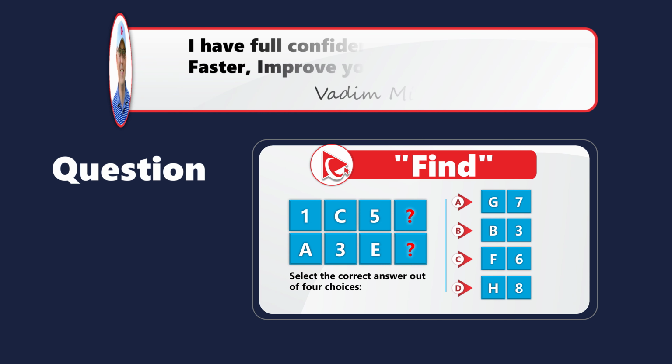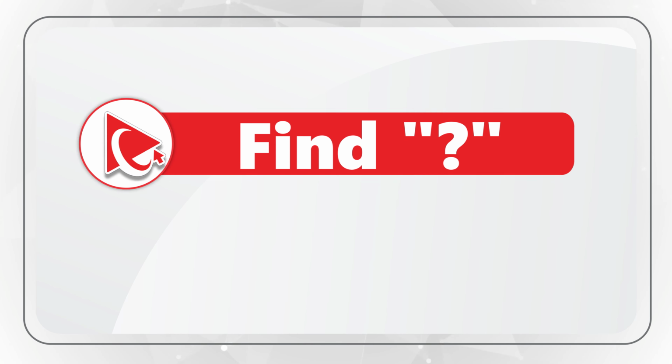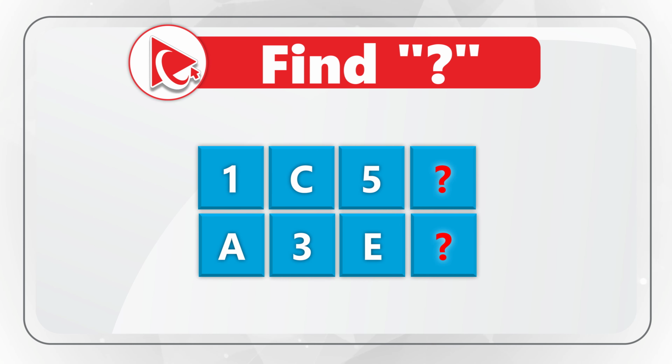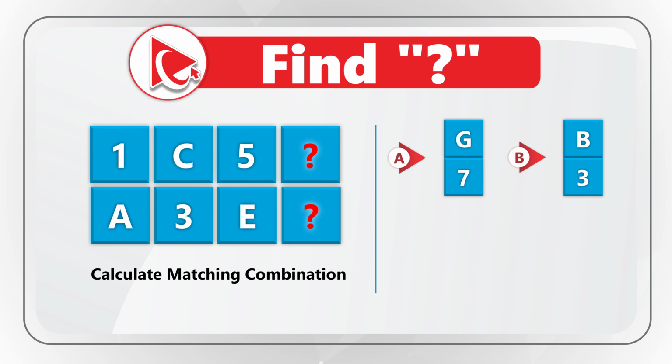Calculating missing items is one of my favorite questions, especially considering the fact that calculations are very simple. You're presented with 2 rows of values. The first row contains values 1, C, 5, and then comes the missing value. The second row contains values A, 3, E, and then comes the missing value. You need to select the calculated combination out of 4 different choices. Choice A, G7. Choice B, B3. Choice C, F6. And last but not least, choice D, H8.